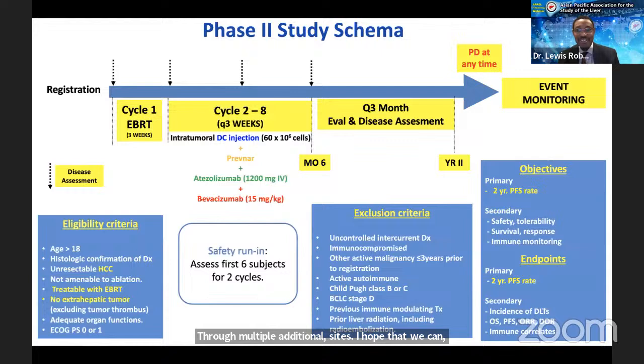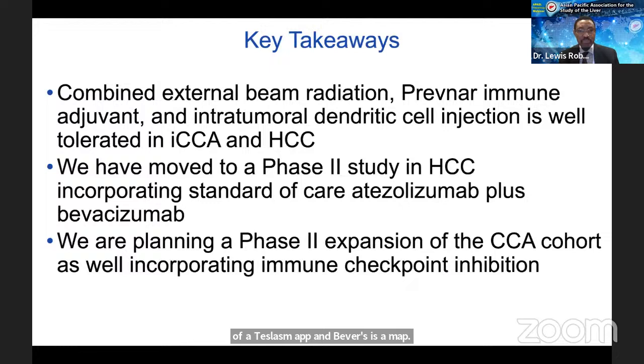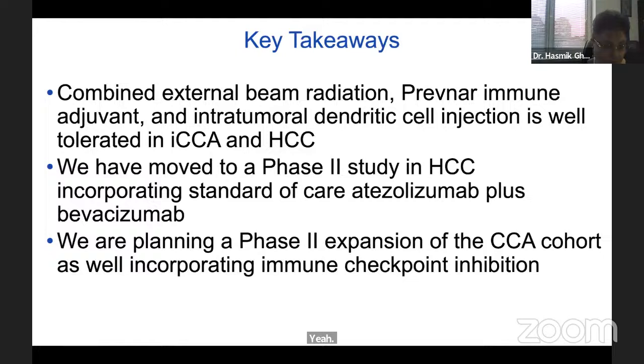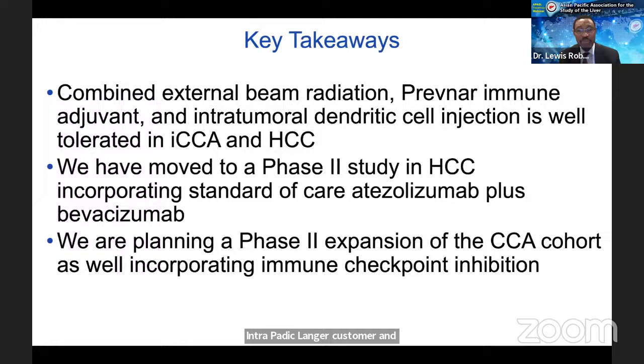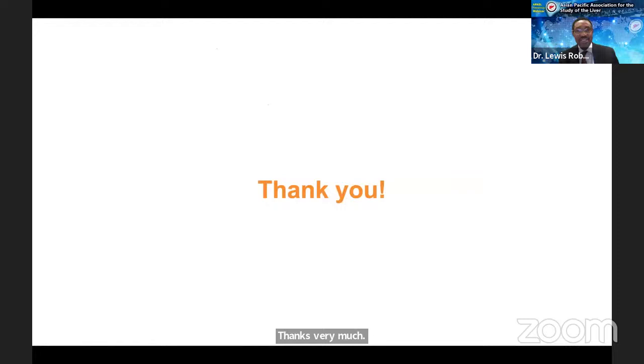This just describes the new protocol with the addition of atezolizumab and bevacizumab. And just the key takeaways here: combined external beam radiation, Prevnar immune adjuvant, and intratumoral dendritic cell injection is well tolerated in intrahepatic cholangiocarcinoma and HCC. We have moved to a phase two study in HCC that's incorporating the standard of care atezolizumab, and we are planning a phase two expansion of the cholangiocarcinoma cohort as well, incorporating immune checkpoint inhibition. Thanks very much. Just to acknowledge our funders, and thanks for your attention.